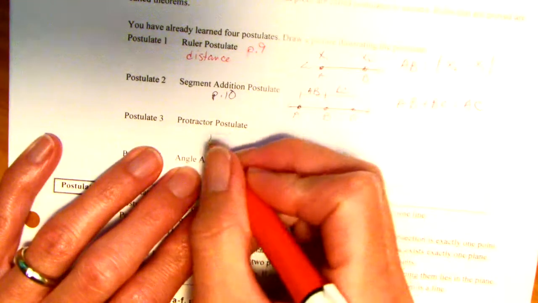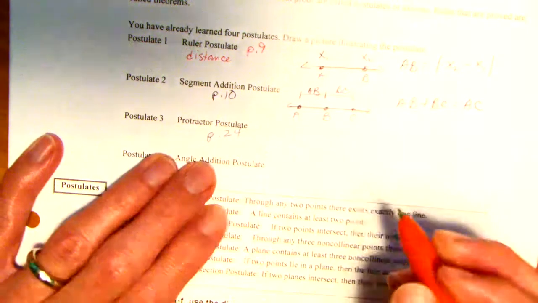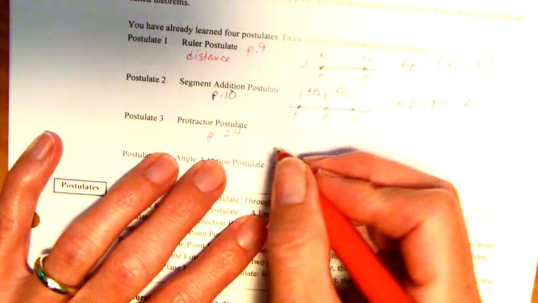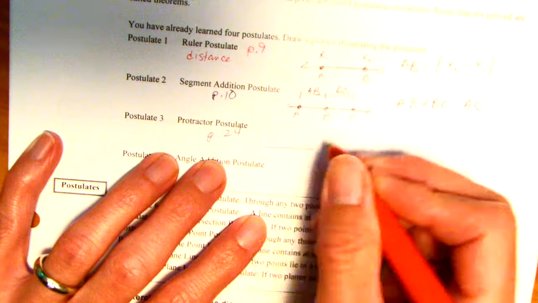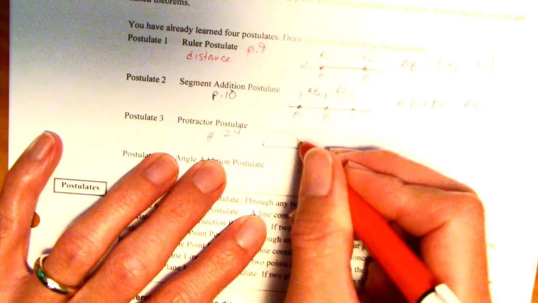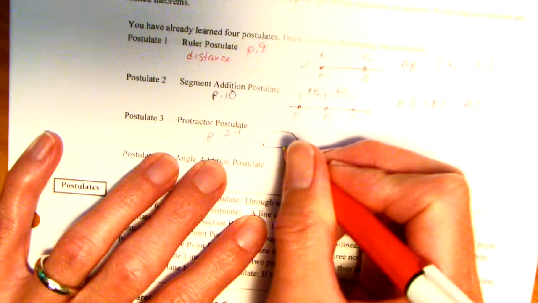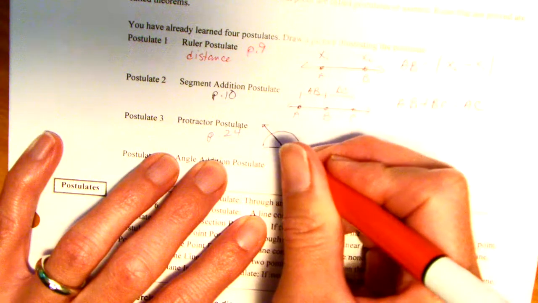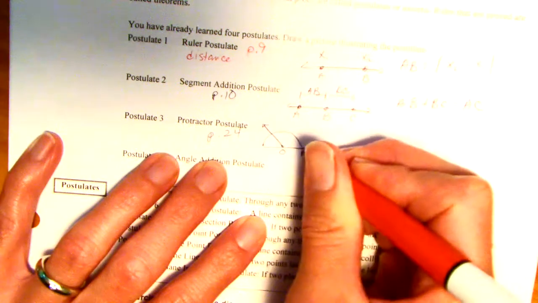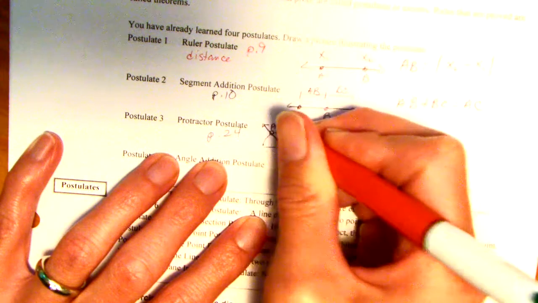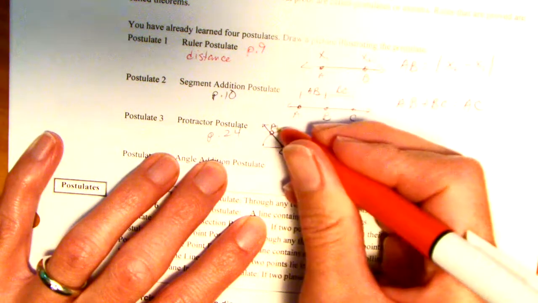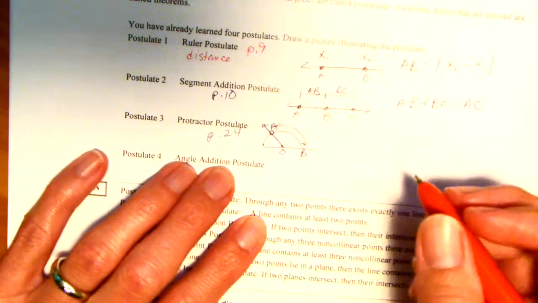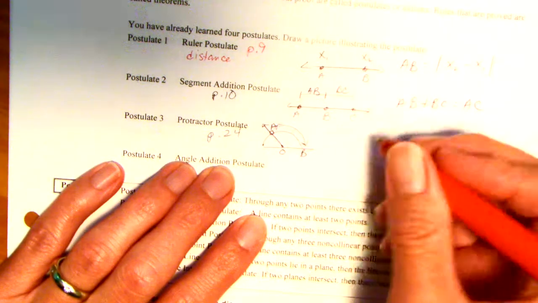Protractor postulate. I believe this is page 24 of your book. JD, again, you will have a different book, so be careful with that. We'll have to look that up. Alright, so let's say you have a protractor and we have some angle. We're going to have this O, this will be B, this will be A. Okay, and we're looking for this angle, this arc from A to B. So it's a measure of the angle.